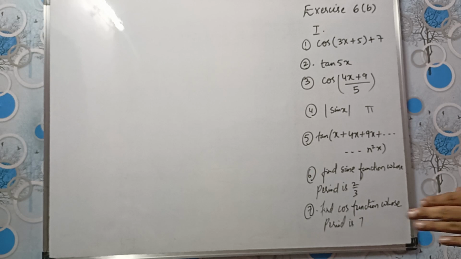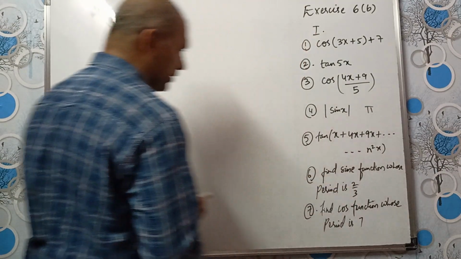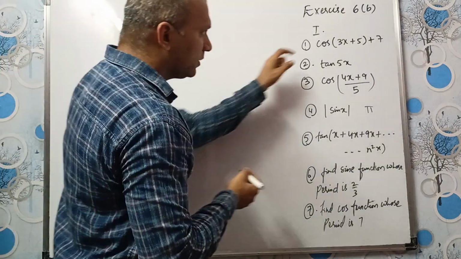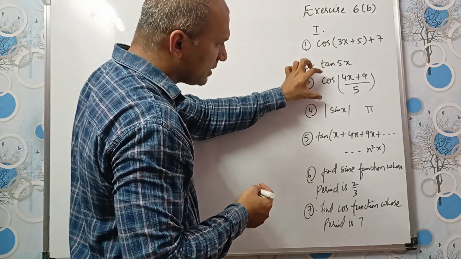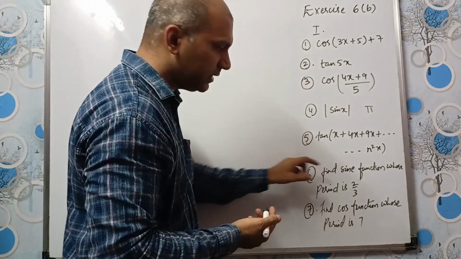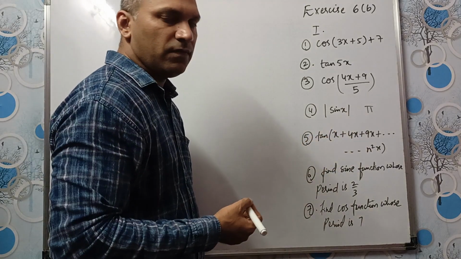Okay, now let us solve this. Find the sine function whose period is 2 by 3. See, this is the reverse form of this. We were given a function in the previous cases and we were supposed to find the period. Now the period is given, and we are supposed to find the function.